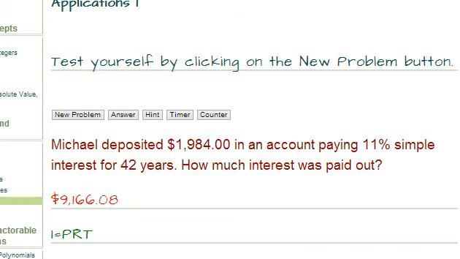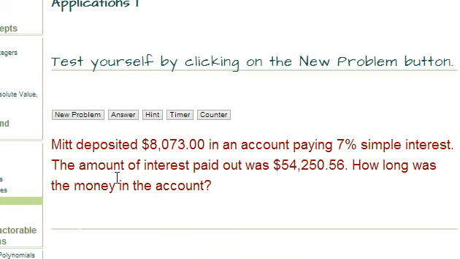Alright, let's look at another one quickly. Okay, sorry, I had switch problems there. Okay, we've got Mitt deposited $8,073 in an account paying 7% simple interest. The amount of interest paid out was $54,250.56. How long was the money in the account?